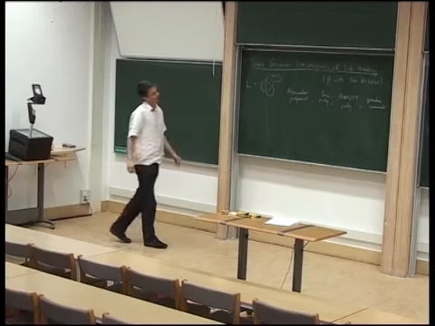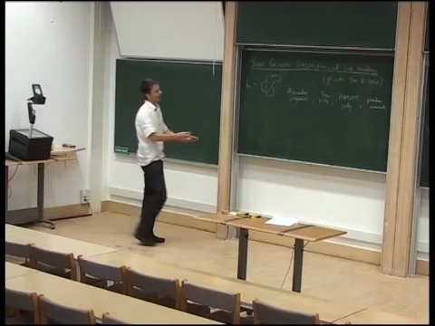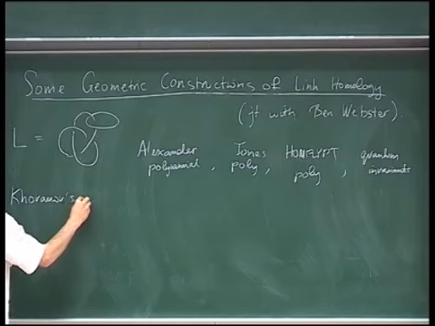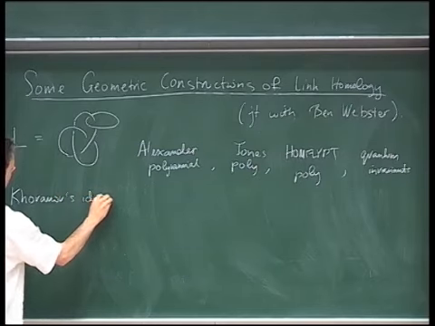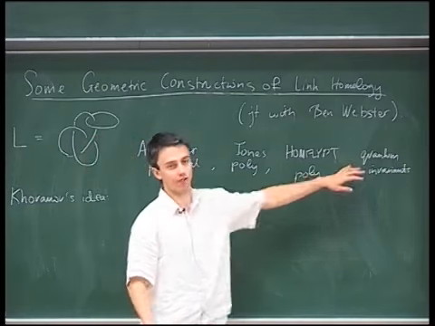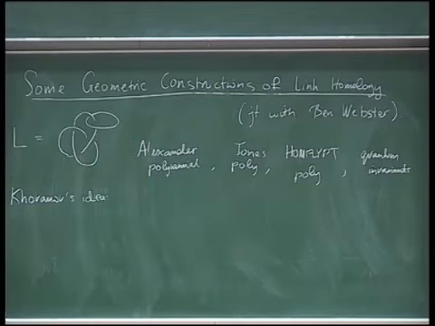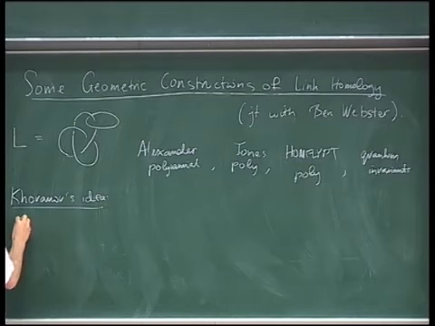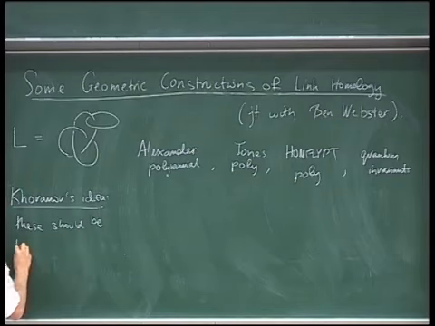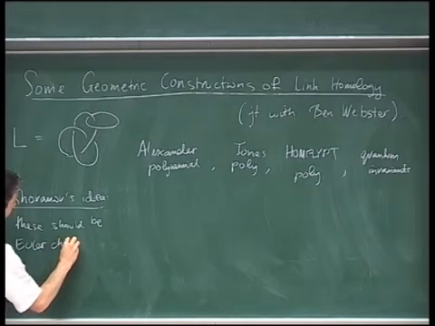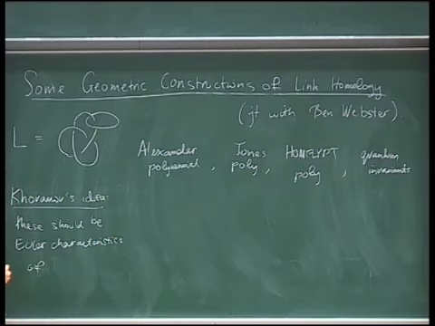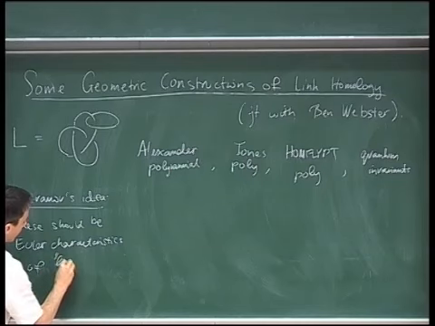And around 2000, Khovanov had the idea. So Khovanov's idea was that all of these things should be Euler characteristics of some homology theory, of something which has come to be known as link homology.